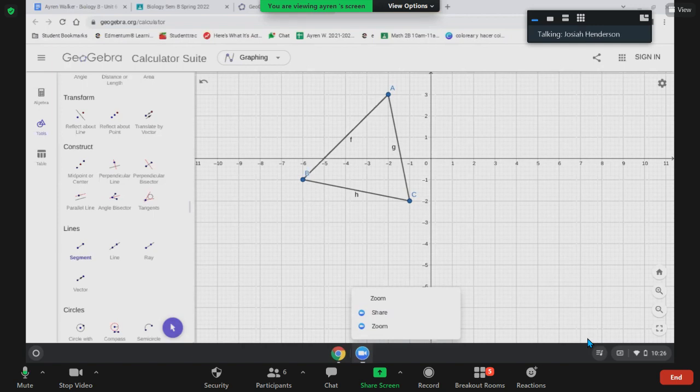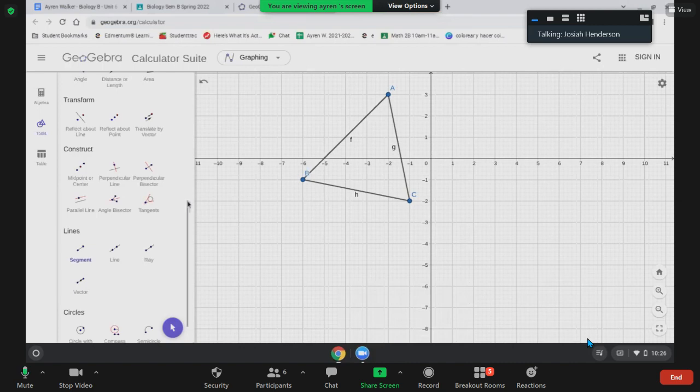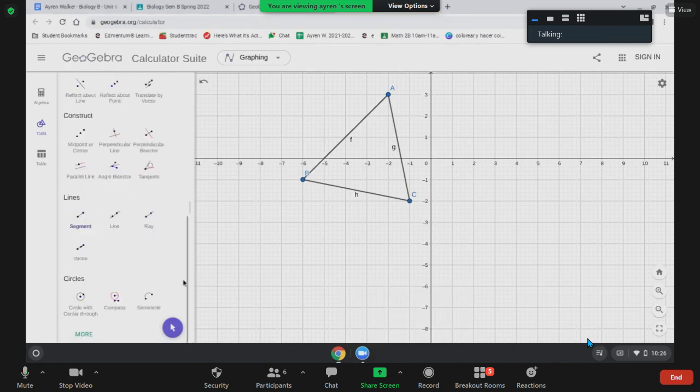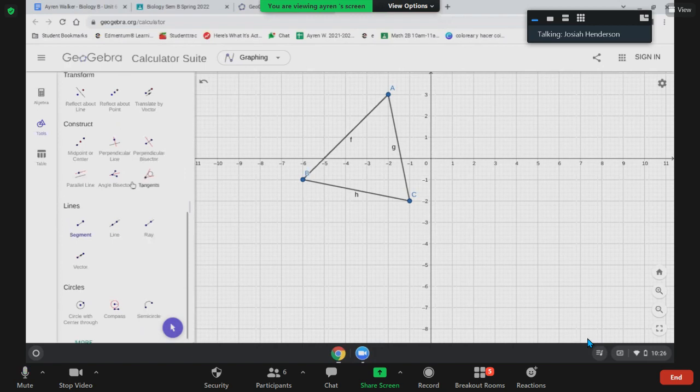It's under the heading construct. Like the bigger writings that are there, construct. Oh, construct. Yeah, you had it up. It's kind of in the center of your screen right now. There we go. Angle bisector. Very good. So that's going to cut the angle right down the middle.